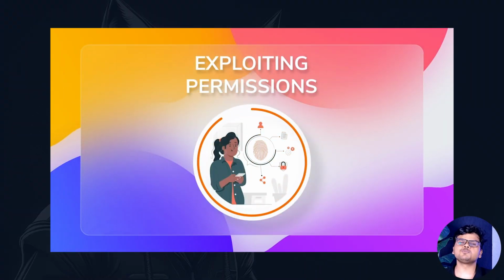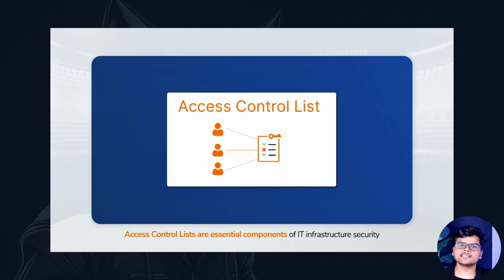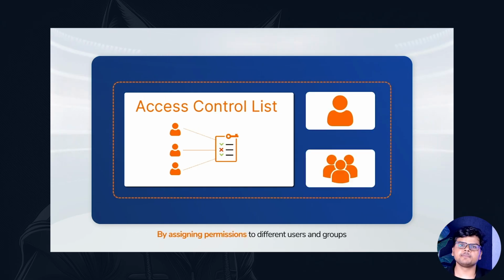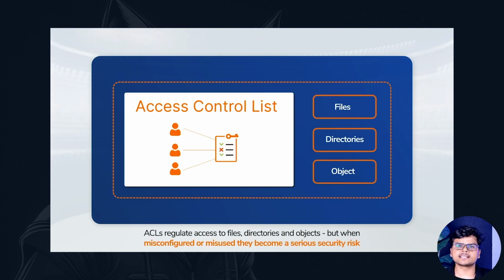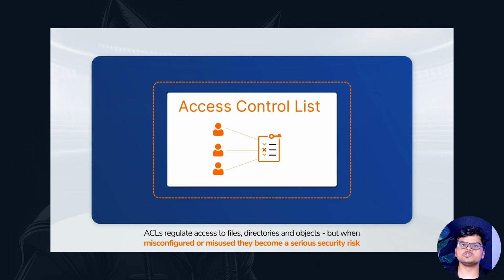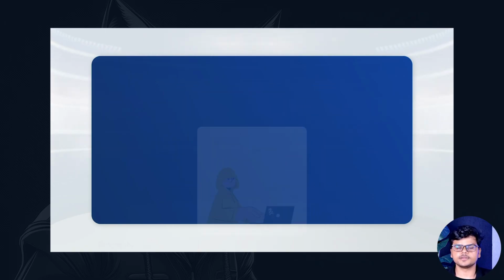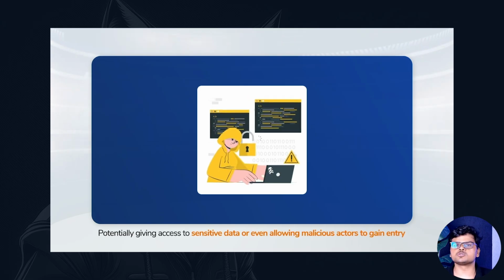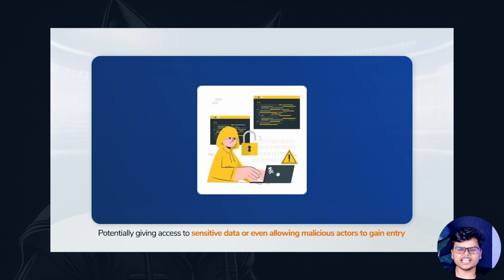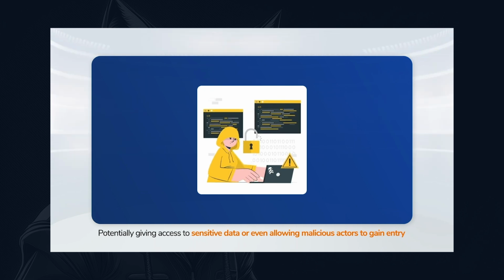Let's talk about exploiting permissions. Access control lists are an essential component of IT infrastructure security. By assigning permissions to different users and groups, ACLs regulate access to files, directories, and objects, but when misconfigured or misused, they become a serious security risk, potentially giving access to sensitive data or even allowing malicious actors to gain entry.